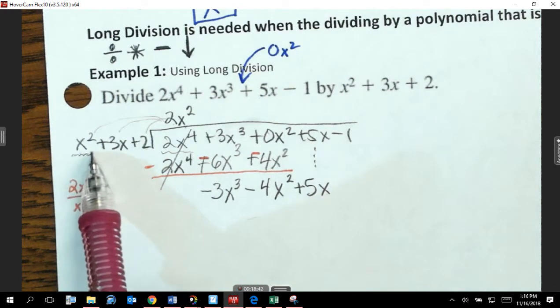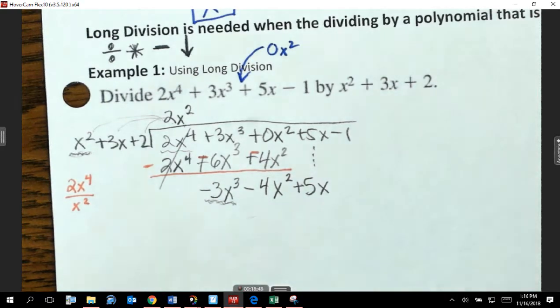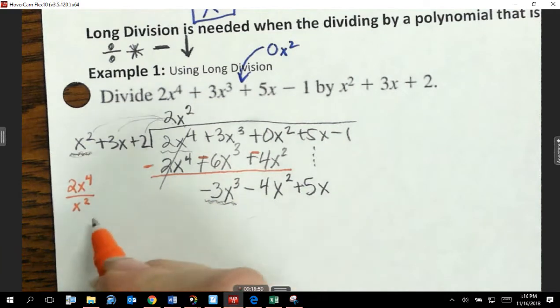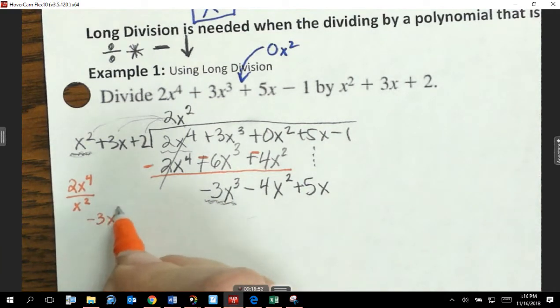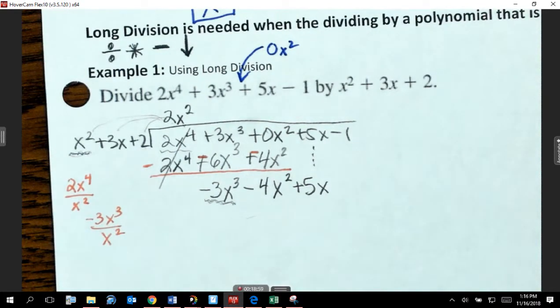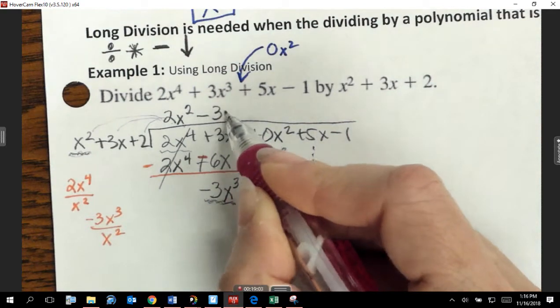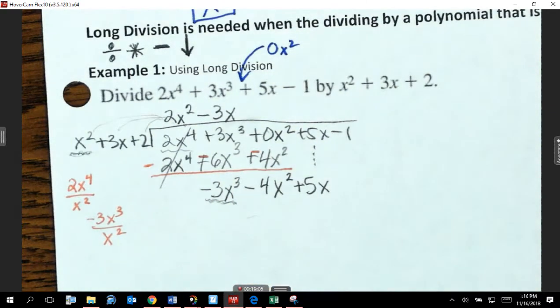So I take this x squared, just the x squared, into the negative 3x to the third. If I don't know what that is by looking at it, I go over here and I say, what is negative 3x to the third divided by x to the second? What does that leave me with? Negative 3x. So that's divide. What's next?